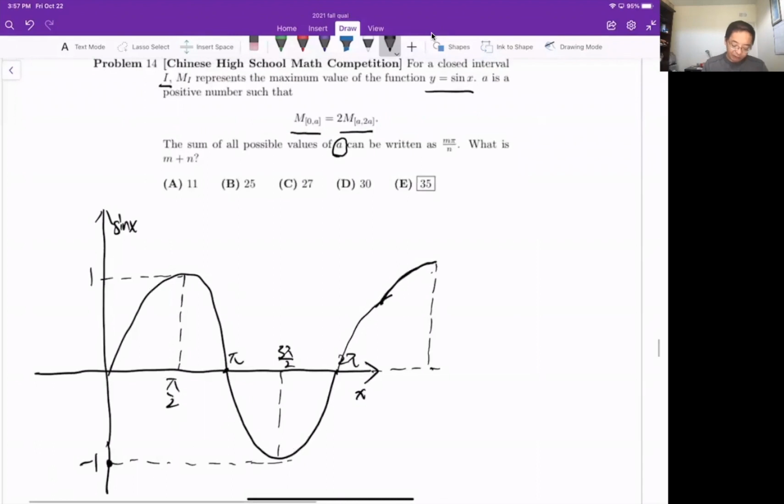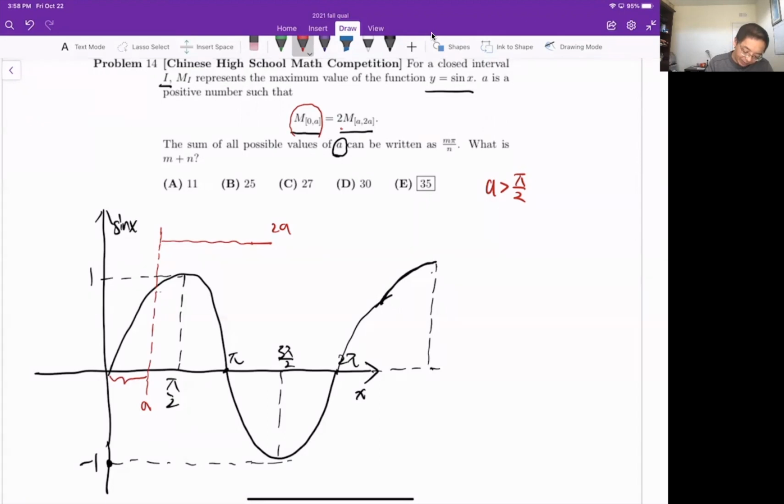Now, this is the graph of sine x, right? So first we claim that A has to be bigger than pi over 2. You say, why does it have to be bigger than pi over 2? Because if A is less than pi over 2, let's say this is A, then this will be from 0 to A, and this is from A to twice A. But here it says the maximum value from 0 to A is twice of that, which means bigger, since the values are positive.